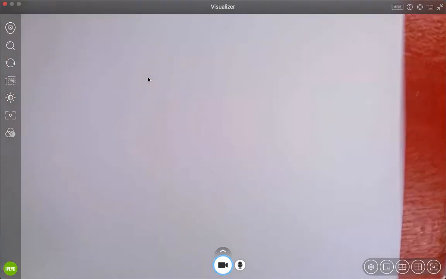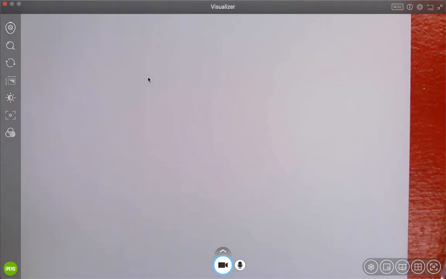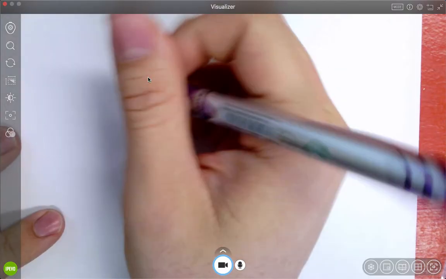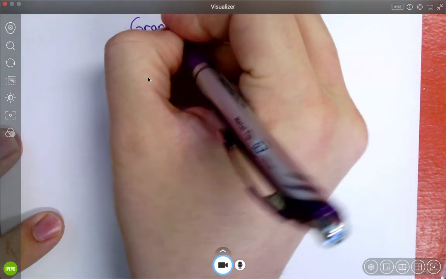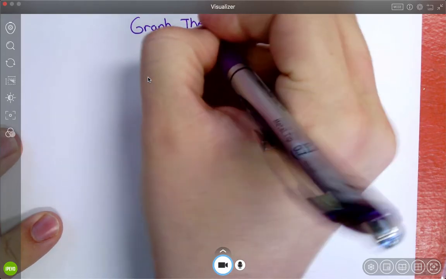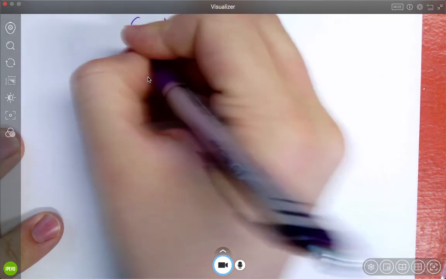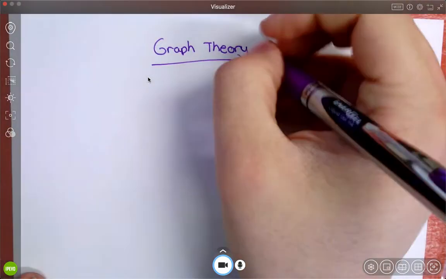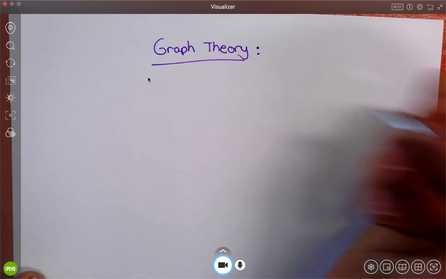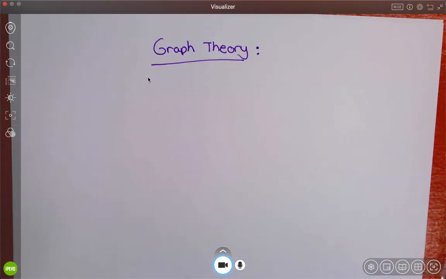Sounds good? I have a new purple pen because today's a good day, and so graph theory. That is terrible. Oh my god. I should get lined paper, but I don't have it.